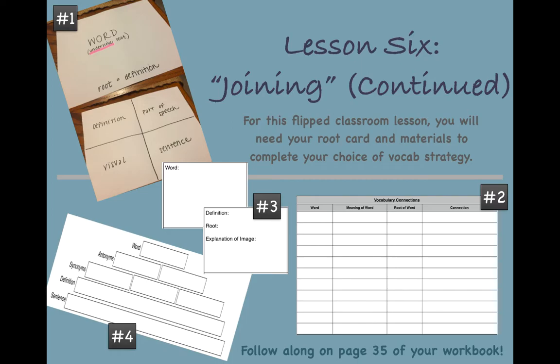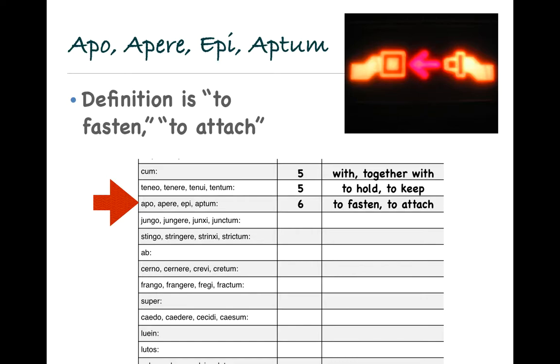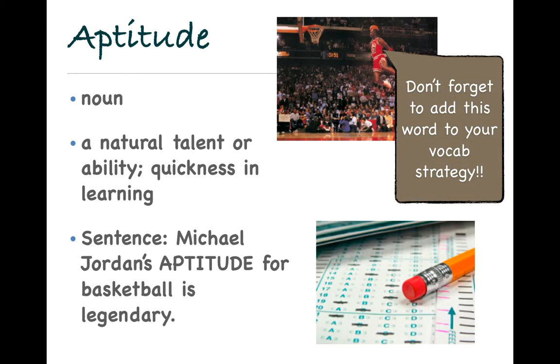We're going to start with a root. So on your root card, you will see apo and epi. The definition is to fasten or to attach. And you can add this to your root card, lesson 6, to fasten or to attach. There are 2 words this week that use this root, and the first is aptitude.